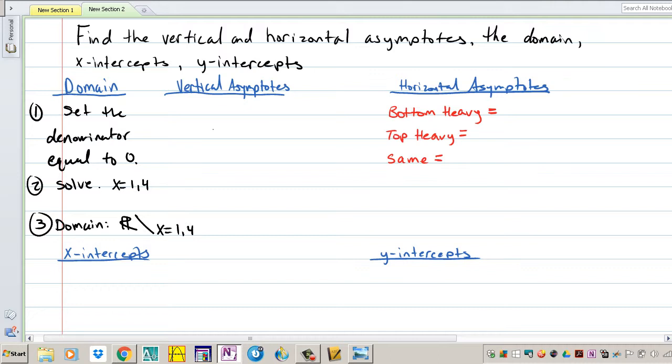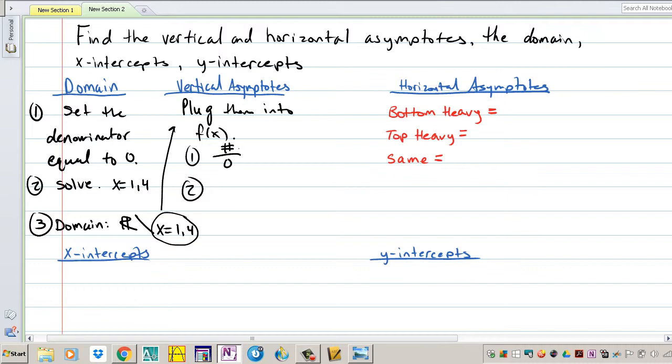Now, to find the vertical asymptotes of rational functions, you're going to take these answers here and plug them into f of x. Okay, and you should get one or two things. When you plug each of these numbers into your function, if you get a number over 0, it doesn't matter what number it is, it can be negative or positive, but if you get number over 0, you have a vertical asymptote.